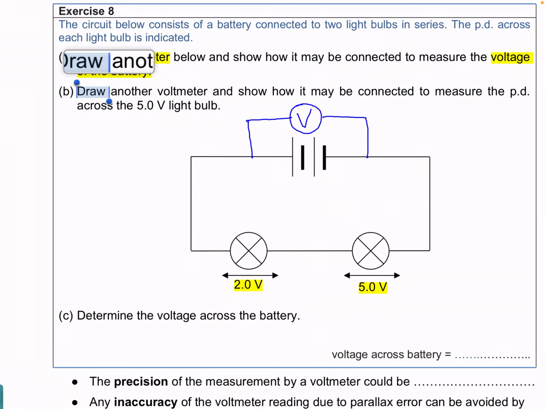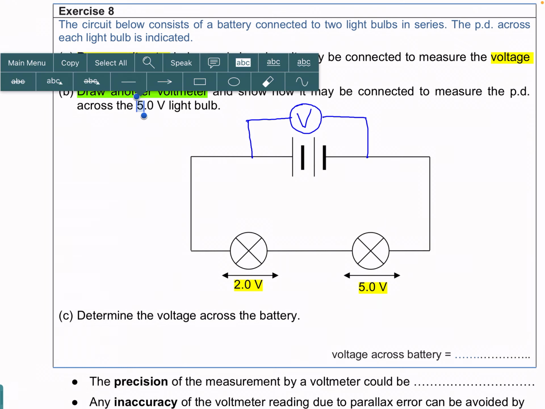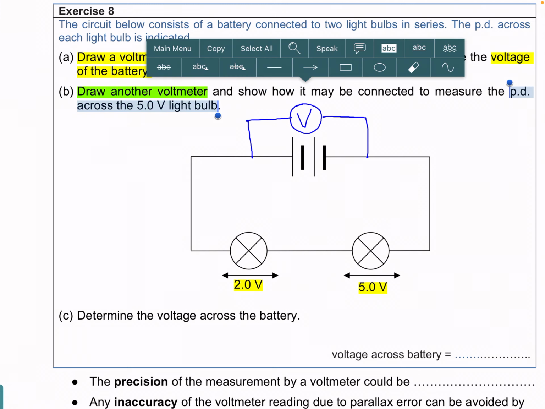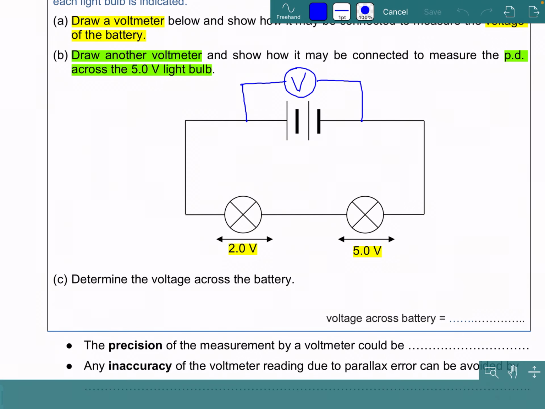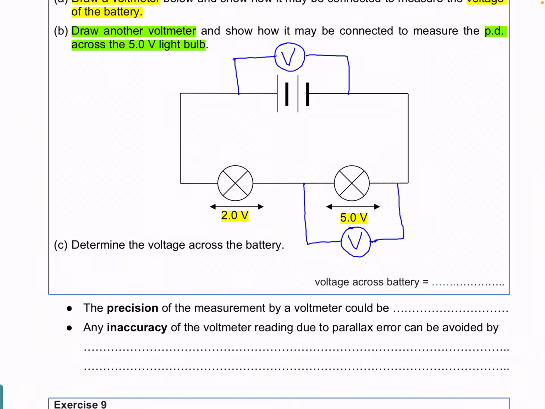Part B, draw another voltmeter, this time to measure the PD across the 5 volt light bulb. Similarly, you can draw the voltmeter above or below it. Suppose I draw the voltmeter below, so use a ruler and pencil, draw straight lines, then draw a circle before you complete it with V. That's a voltmeter. Now you're asked to determine the voltage across the battery, right?